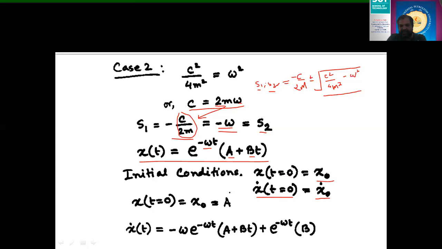Now let us put t equal to 0 in this equation. So this becomes e raised to 0, so it is 1, into a plus b into 0, which is 0.